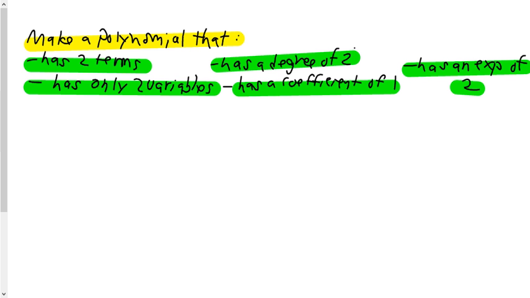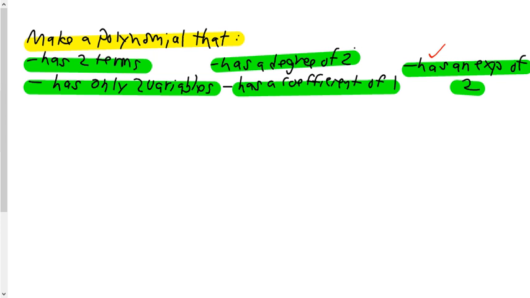And your last question says, make a polynomial that has the following 5 criteria. Has 2 terms, has only 2 variables, has a degree of 2, has a coefficient of 1, has an exponent of 2. Well, this is interesting. This one here is going to change a lot of what we have to do. Has an exponent of 2.